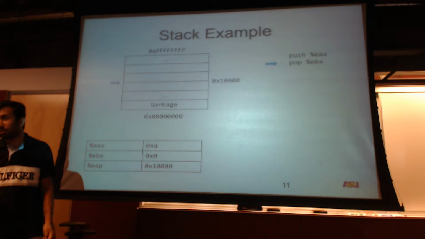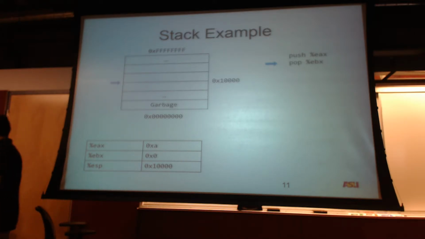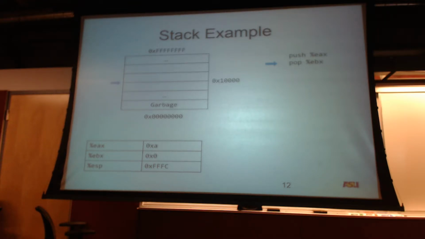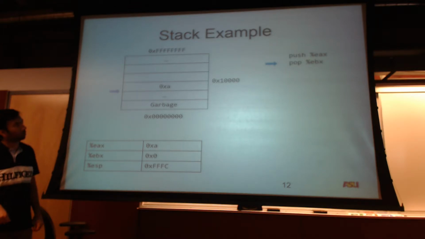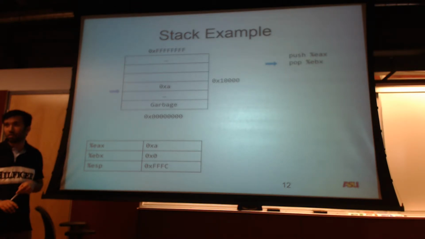Right. So you should get FFFC. So now the stack pointer became FFFC, right? If you decrement the stack pointer, it goes down, because lower addresses are below. So it went down from 10000. Now what do you do? You take the value of A and put it in that location. That is what happens when you push.